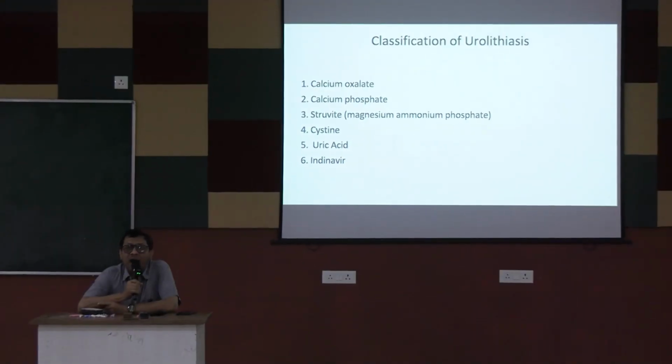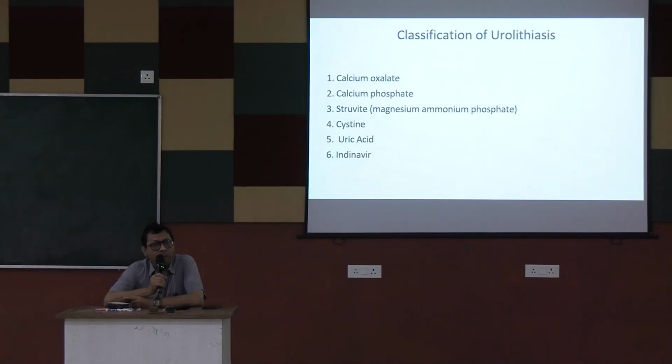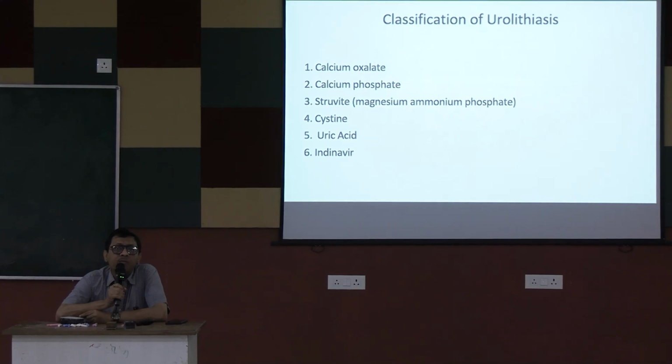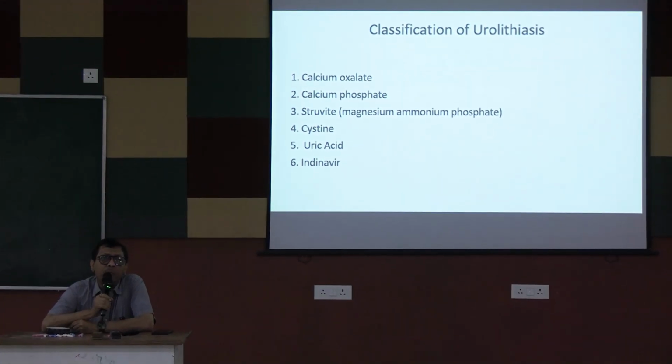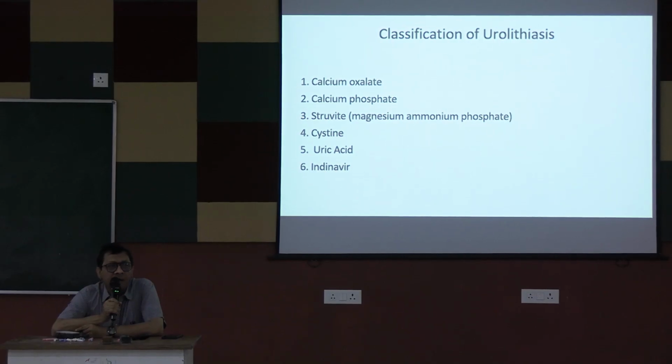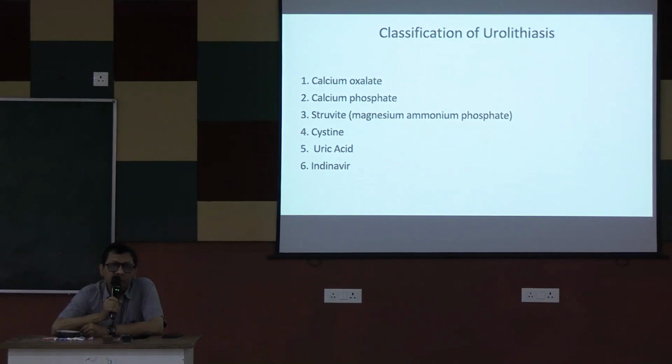Without going into much detail, I will just show you what types of stones form in the system. First of all, why should the stone form in the system? Why is it not forming in the gut? Why is it not forming in the intestine? Why is it in the kidney? Why is the urinary system prone to develop stone?